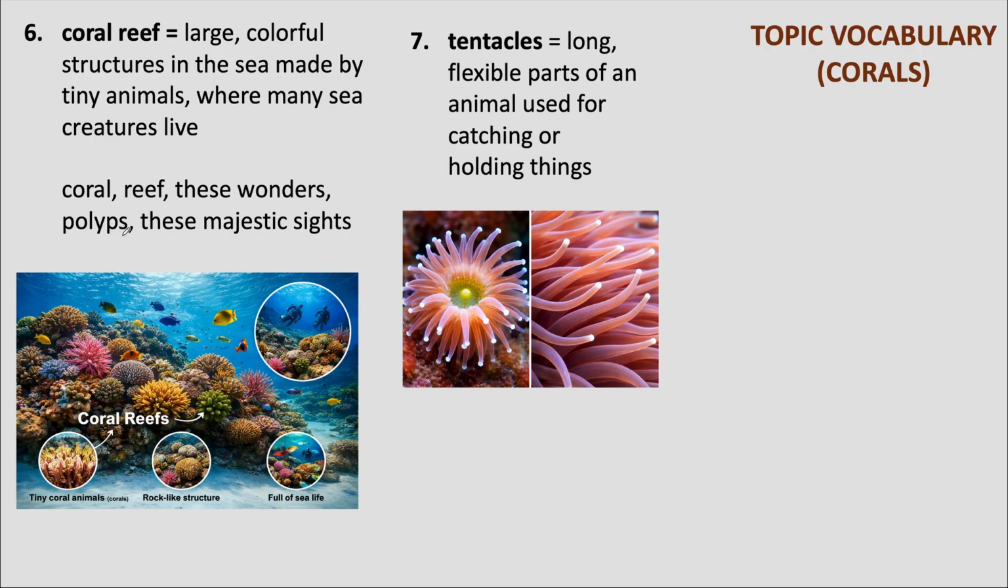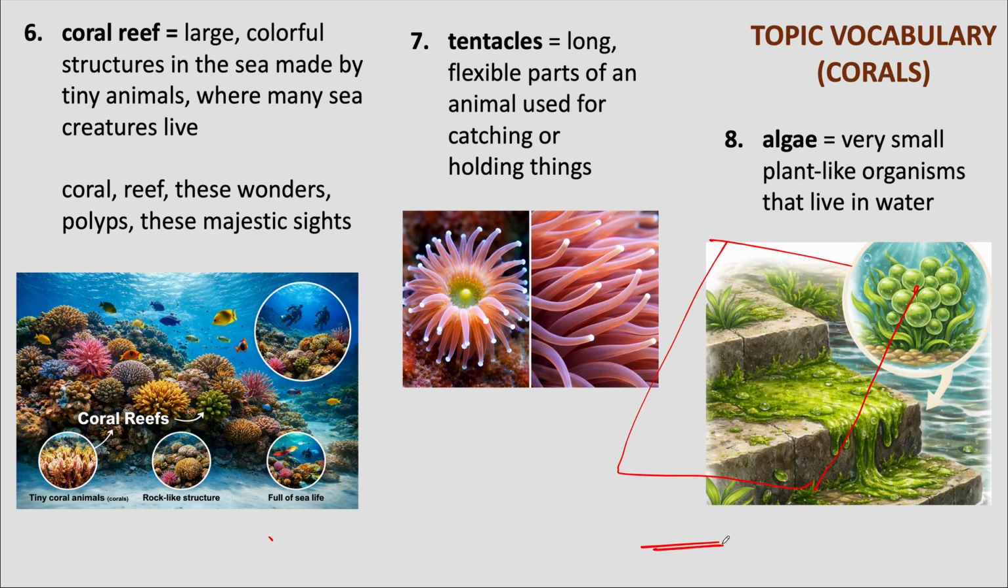Tentacles are long, flexible, arm like parts that some animals have for catching or holding things. Algae are very small plant like organisms. They are like the green layer we sometimes see in water or on wet surfaces.